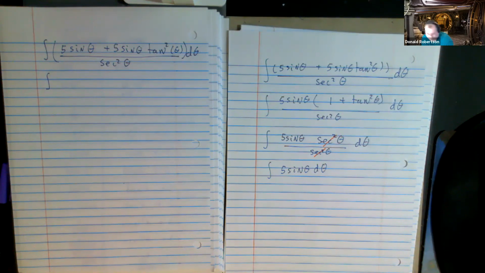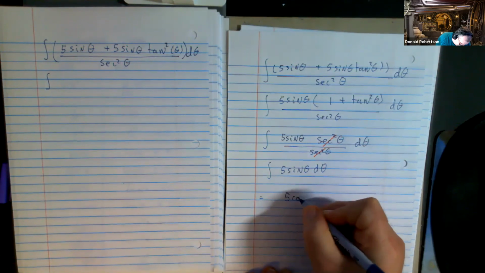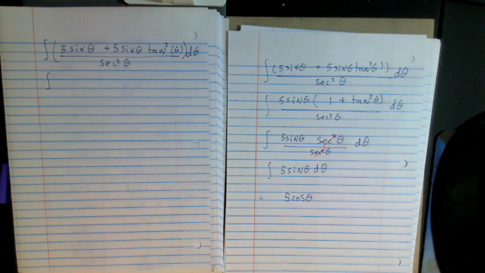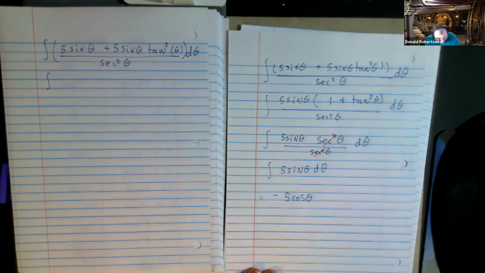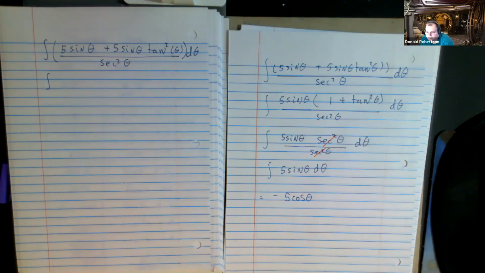Which version of 5 cosine theta is the answer? Is it plus or minus? Minus 5 cosine theta. And if you type that into WebAssign, you would be marked as wrong, not because of what you said, but because of what I haven't written down yet.